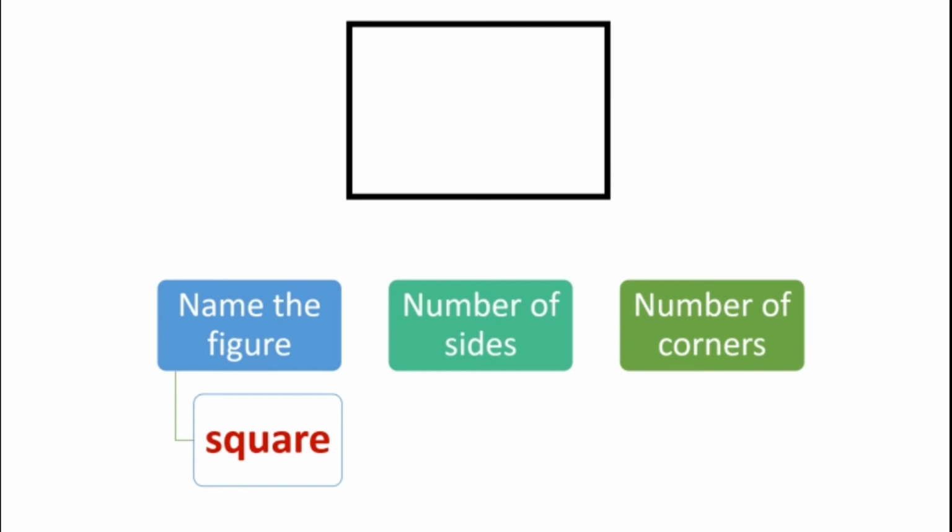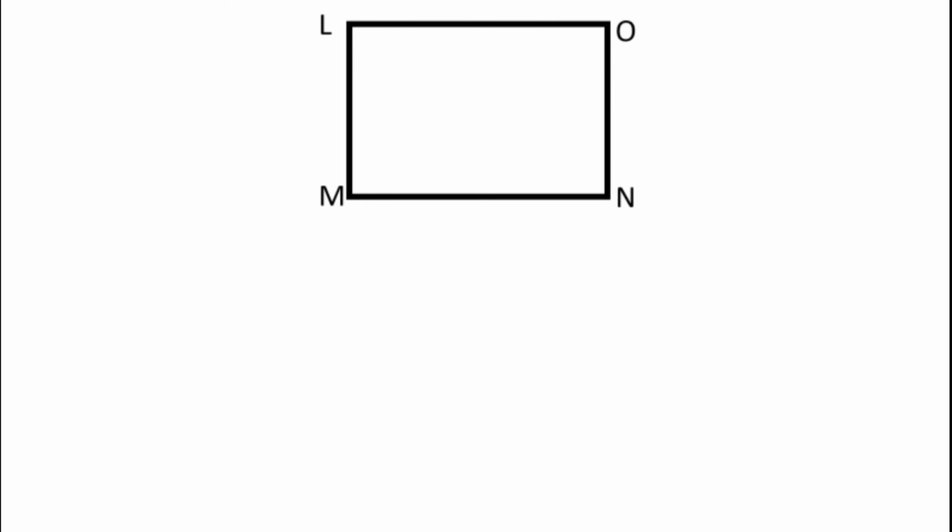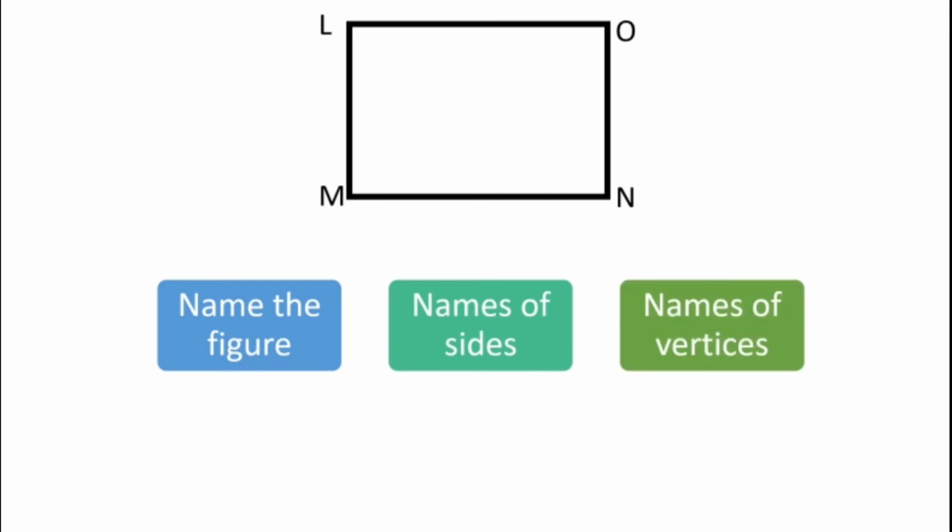The name of this figure is a square. And see children, the number of sides of the square is four, and also there are four corners. Now moving ahead with the same figure, we are going to see the name of the figure, names of sides and names of vertices. Observe carefully. The name of the figure is square.